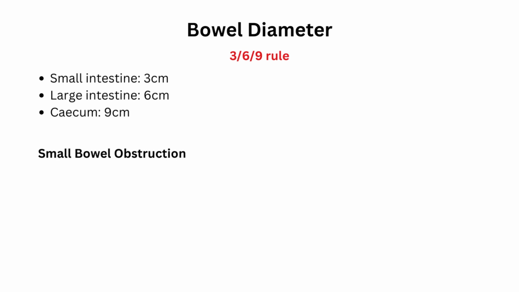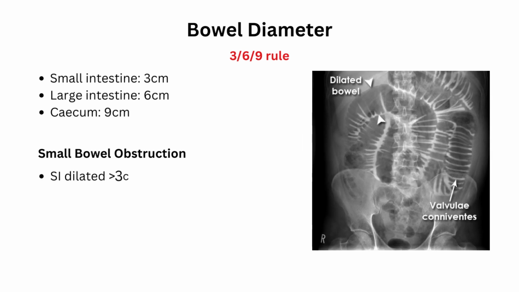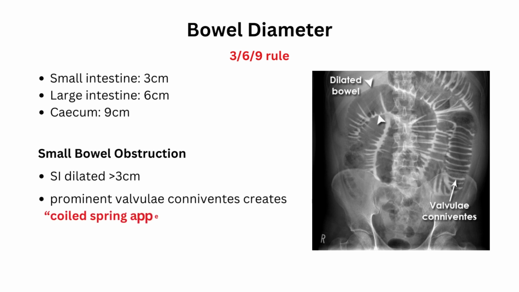In small intestinal obstruction, you can see the dilation of small intestine and more prominent valvulae conniventes. This forms the coil spring appearance in X-ray. If you are suspecting an obstructed inguinal hernia, you should always check the inguinal regions in X-ray.